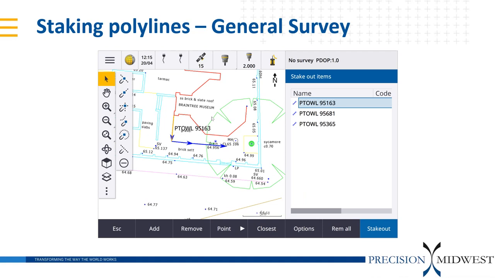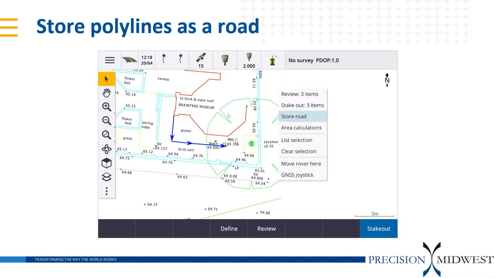So here is staking polylines. It actually shows on the right-hand side the polylines that you select that you can stake out. Then you could store those set polylines as a road if you wanted to.